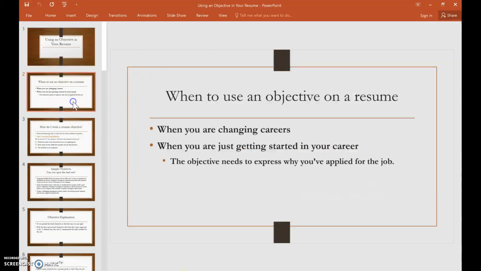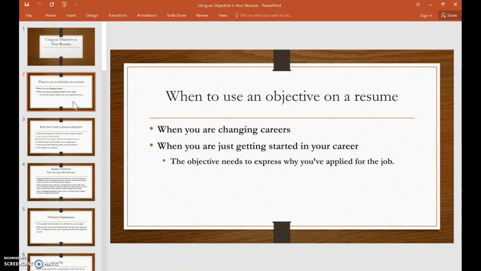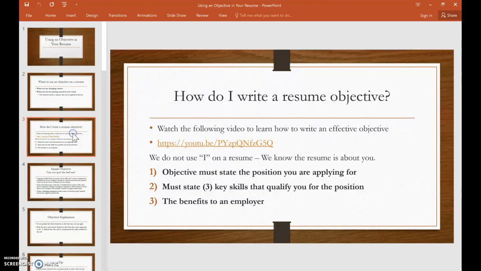I mentioned this. We use objectives if we're changing careers or if we're just getting started, and that's most of you. So how do I write an objective? What is a great objective? So what I would like you to do is pause right now and go out to this YouTube link and watch this short clip that tells you how to write a great objective. And it is a really great short video on just that, writing the objective. So go out and watch that and then come back to us here.